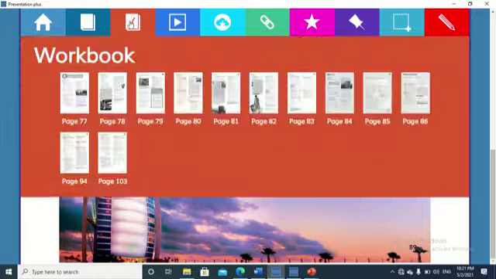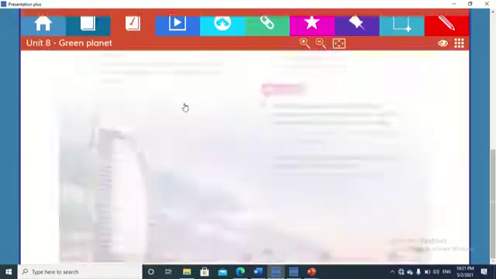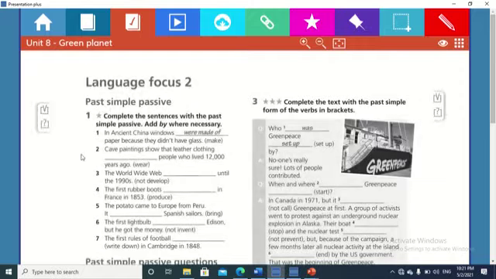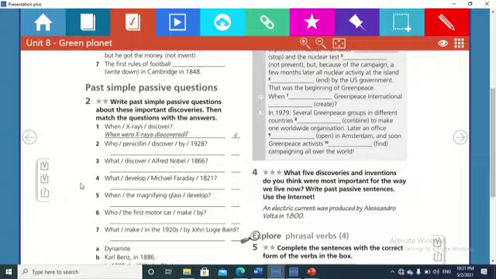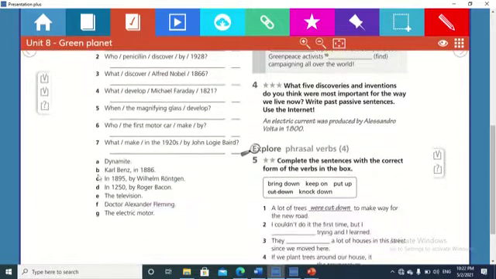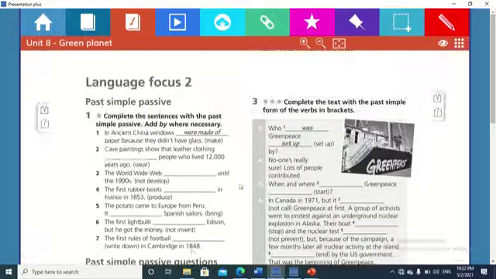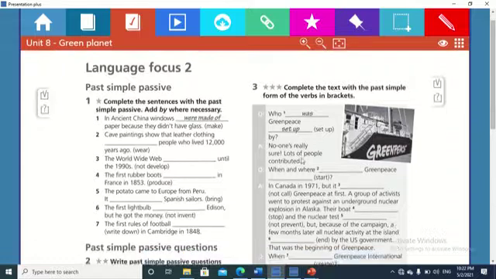What about your workbook? This is on page 80. As usual, we have steps for the exercises, so we should just start with changing the verb into past simple passive. Then number 2, we have the questions. You are asked to make questions in the passive. Just use the chunks of words here to write questions, then match them with the answers. And number 3, complete the text with the past simple form of the verbs in brackets. Here you have the verbs, and you are asked to make the verbs in the passive.